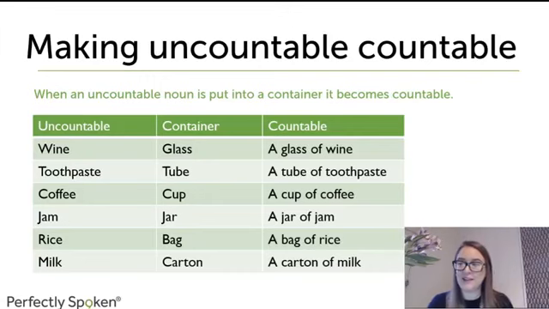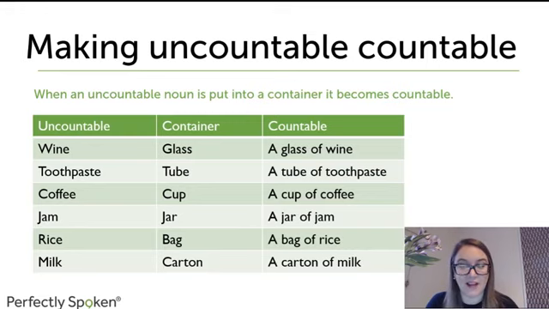Okay, time to practice as always. Let's have a look at some examples. So these are my examples. Uncountable noun, wine. Put it in the container glass. It becomes a glass of wine. Toothpaste. Uncountable. Put it in a container, tube, it becomes a tube of toothpaste.